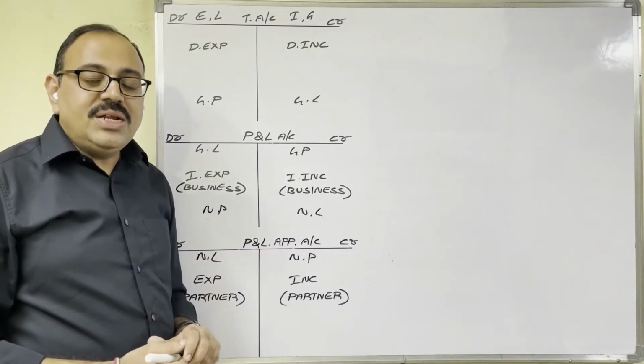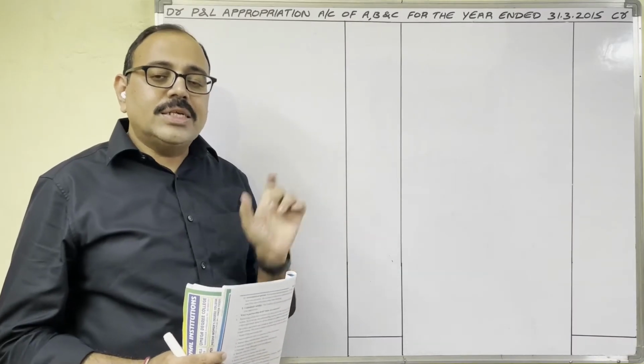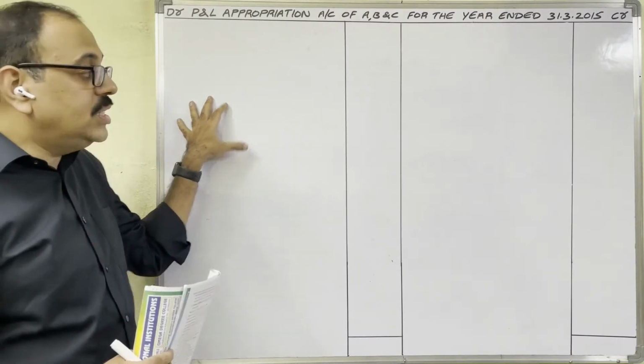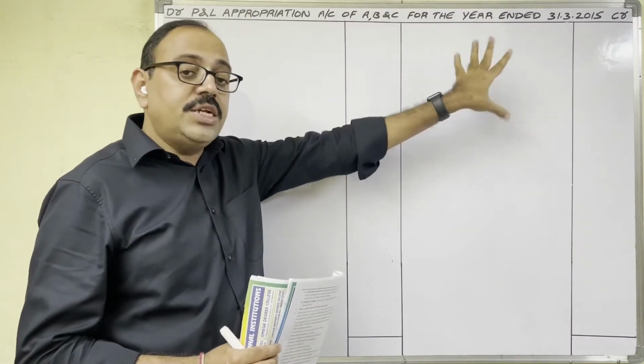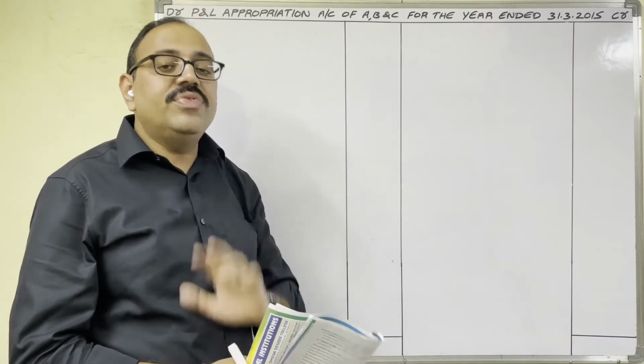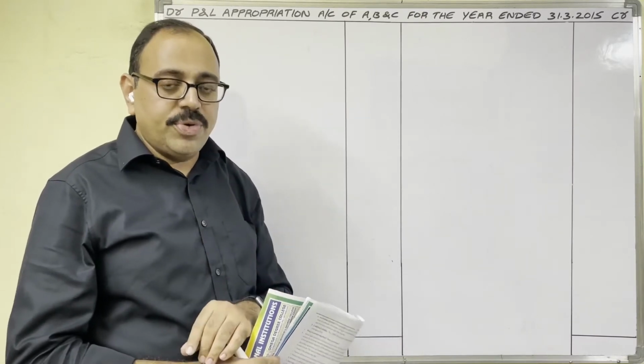With this information, let us start the solution. So partners-related expenses and losses, debit side we have to show. Partners-related incomes and gains, credit side we have to show. And your assumption is you are an accountant of the firm. Think from the firm's point of view, not from the partner's point of view.